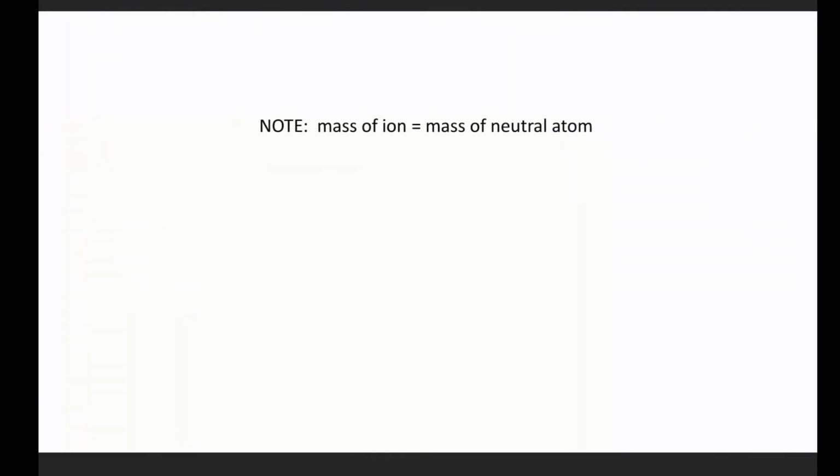Now, a quick note before we get into the rest of the chapter. Note that the mass of an ion is equal to the mass of a neutral atom. So, for example, let's use iron. Iron has a mass of 55.85 AMU. The mass of an ion of iron, if we had Fe3+, is still 55.85 AMU.